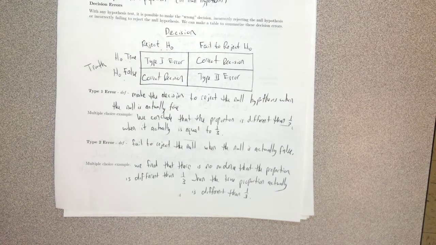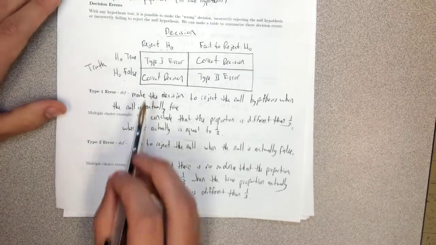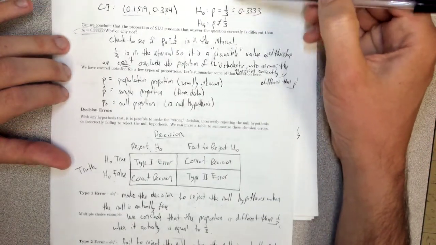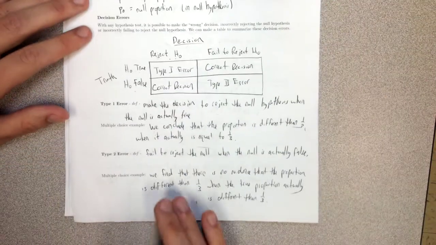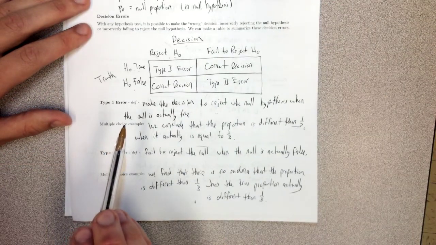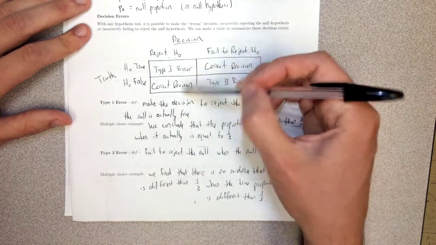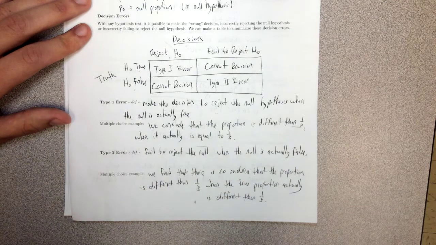All right, so keep in mind that we're only doing the hypothesis test because we don't know the truth. So we don't know the truth between the null and the alternative. In practice, we don't actually know. We only know the decision that we make through the data that we collect.